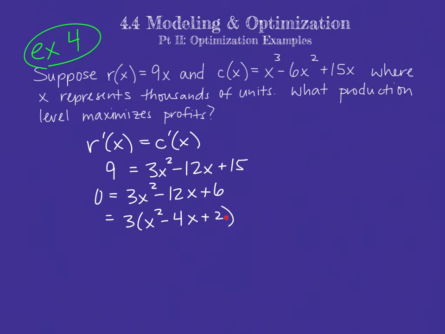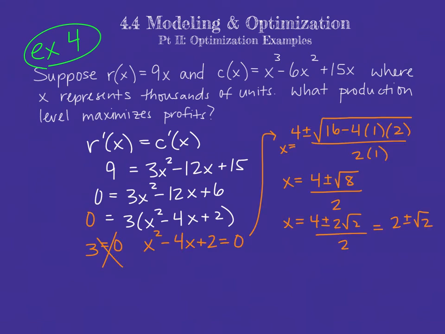Is this factorable? No. We need to use the quadratic formula. Solving using the quadratic formula will yield 2 plus or minus root 2 as our potential solutions. Once again, since this is an application problem, we need to take a look at what the implied domain is. Since x is the number of units in the thousands, we can't produce a negative amount of units. So x needs to be greater than or equal to 0 as our domain.